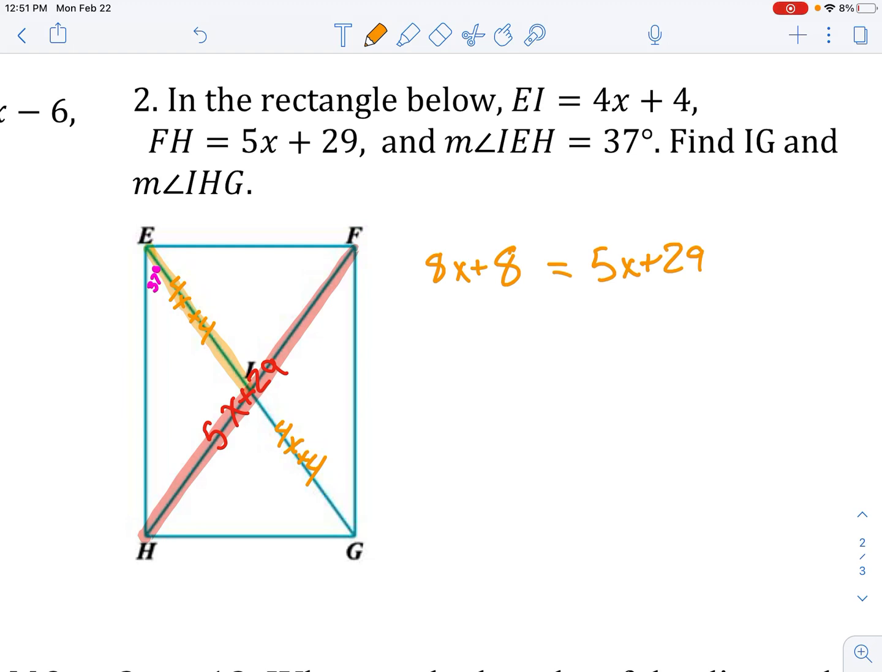You guys can solve for x there, and you can plug that back in and figure out IG. I'm not going to go through all that right now. I want to get into the measure of IHG. Where is that? I to H to G, that's right here.